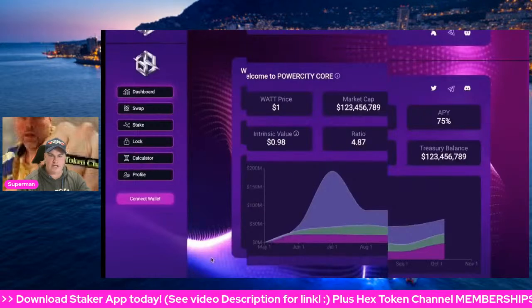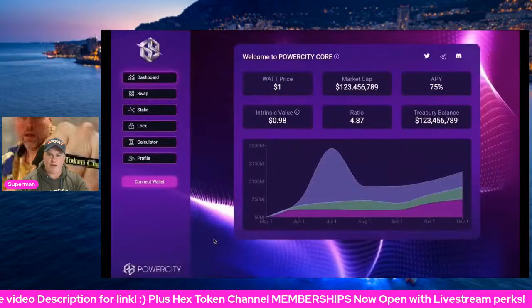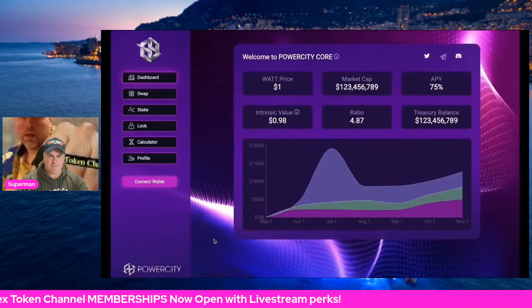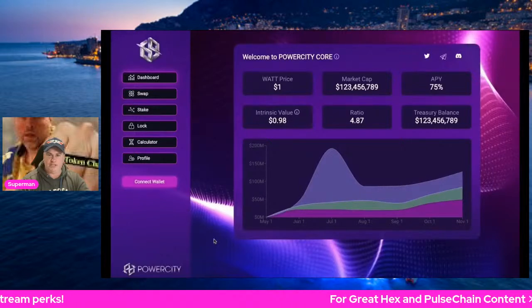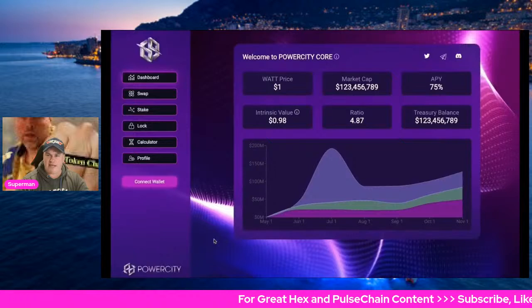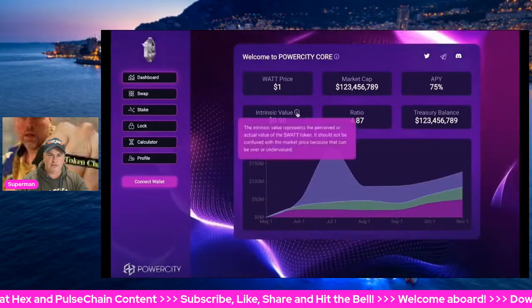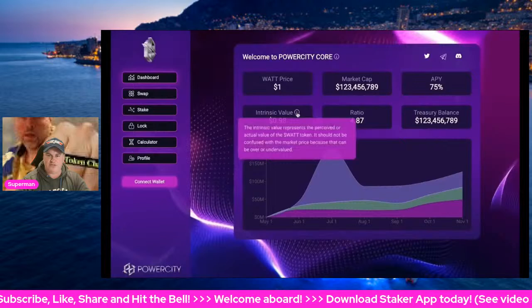On the first slide here, we're going to the Power Core. You can see, welcome to Power Core. They've got a dashboard on the left, the swap feature, the stake feature, a lock, a calculator, and a profile. This is for the main product, Core. You can see they've got the watt price, the market cap, the APY, the intrinsic value, the ratio, all this sort of stuff. Intrinsic value represents the perceived or actual value of the swap token.